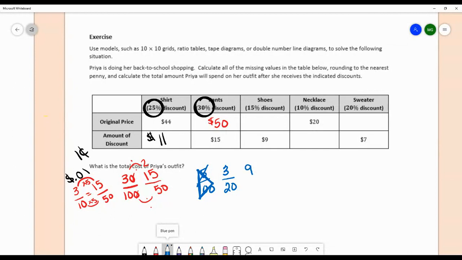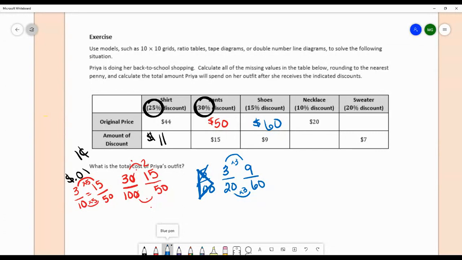It's the part. So that goes on top. Our whole is what we're hunting for. How do we get from 3 to 9? Times 3. How do we get from 20 to our whole? So we need to multiply that by 3, and we get 60. You guys are getting good at this.